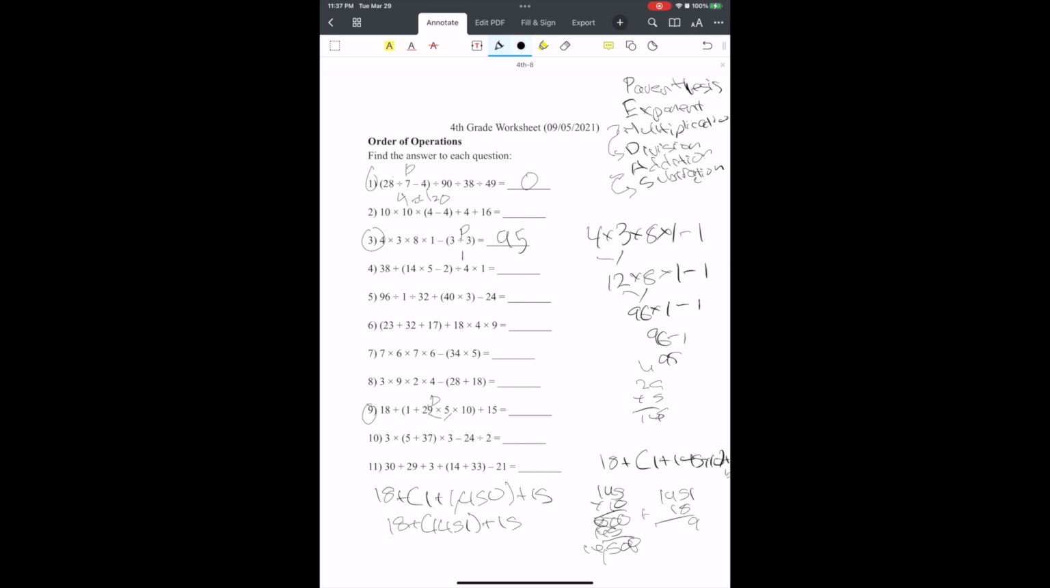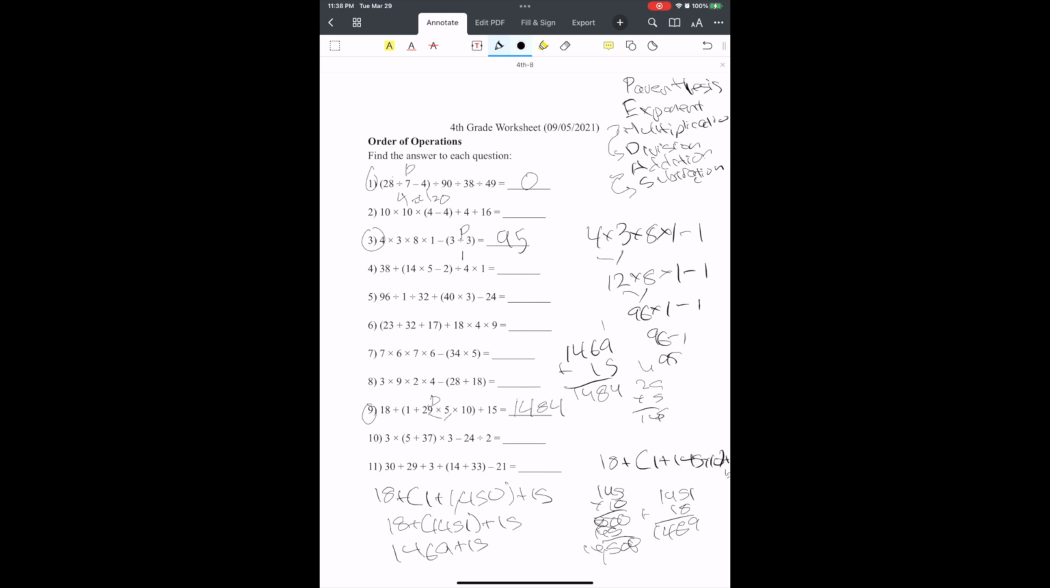then 1 plus 5 is 6, and then 1, so your answer is 1,469 plus 15. And then 1,469 plus 15, 9 plus 5 is 14, 6 plus 1 is 7, plus 1 is 8, and then bring down, so your answer is 1,484. Oops. Wrong area. I'm so sorry, boys and girls. So 1,484.